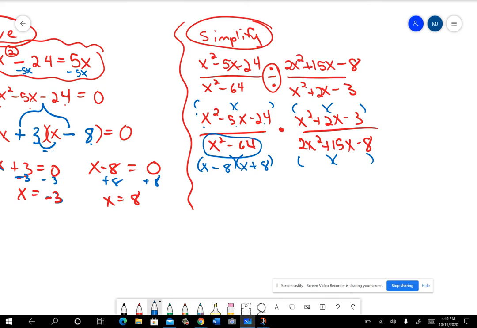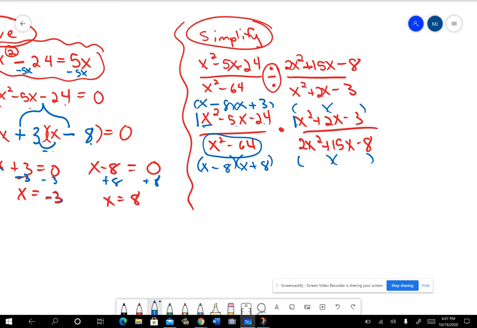Next, I'd probably do either this one or this one because there's an understood 1 out in front. So I'd be thinking x times x to get the x squared. And then I'm thinking 8 and 5. That's not right. 8 and 3, I should have said, to get 24. And then if I make the 8 negative and the 3 positive, double check it, FOIL it back out, make sure it works.